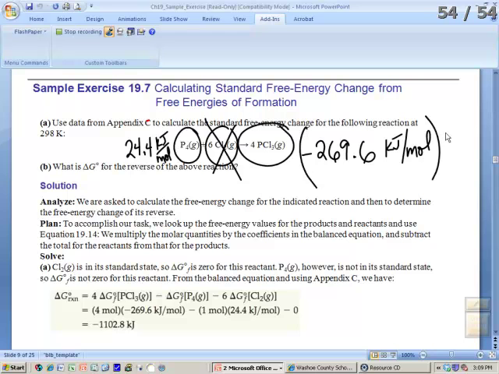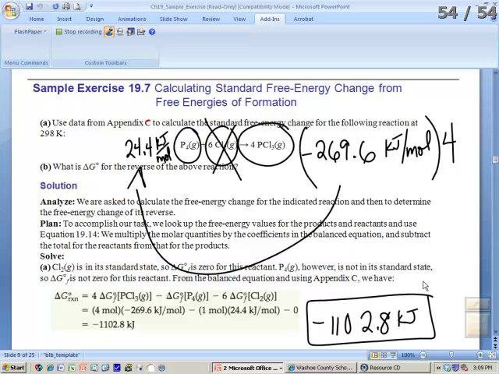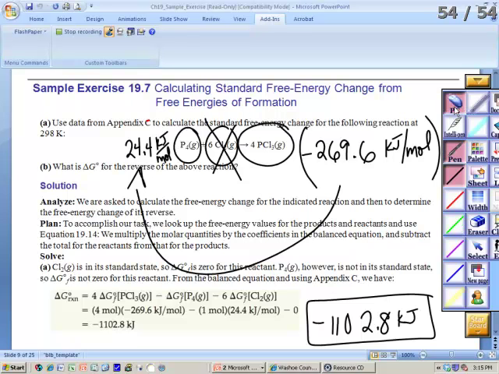So I'm going to multiply this guy by 4, since there's a coefficient of 4, and then make sure that I subtract that, because it's always products minus reactants. These are the little tricks of the trade. So just take 269.6, multiply by 4. Make sure we get the 24.4 in there. Make sure you have negative signs in here, because these are all negative. You should get negative 1102.8. Exactly right. Kilojoules. Done. By the way, since it's negative, what does that mean? It's spontaneous. Alright, guys.